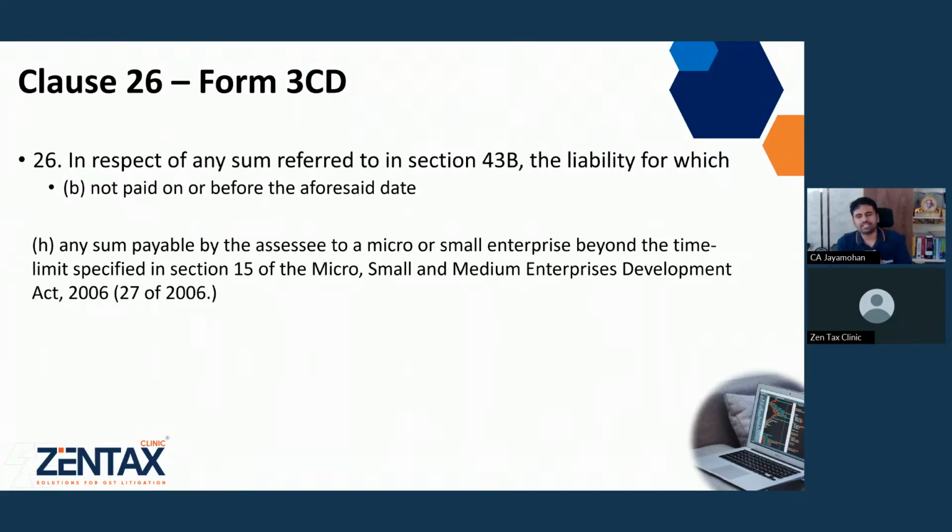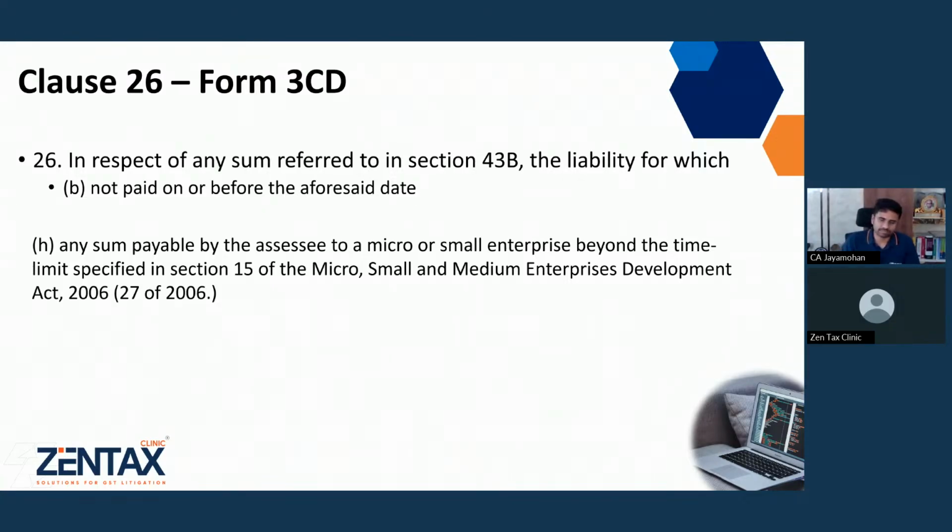So 31st March 2025, if there is any outstanding dues which are mentioned under 43B, and if you are making the payment within the date of filing income tax return, then that expense can be claimed as expense in the respective year itself. For financial year 24-25 computation itself, you can claim those expenses as deduction.